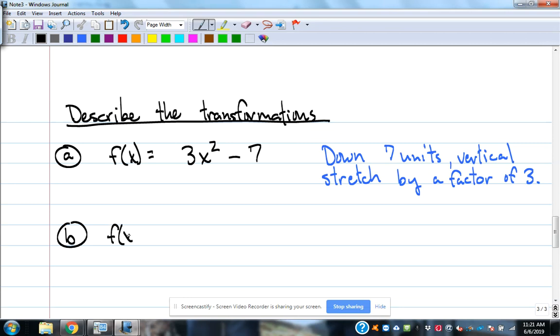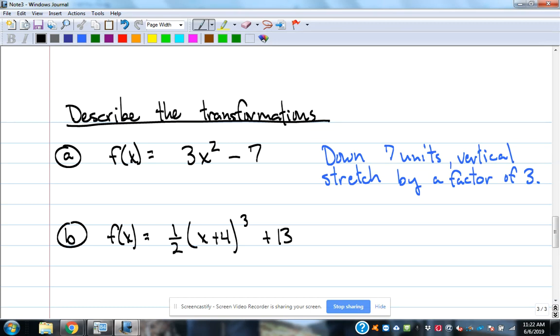f of x is equal to 1/2 parentheses x plus 4 cubed, and then let's do plus 13. A lot going on with this one. I see parentheses, I see things on the outside. So I know there's quite a bit going on with this one. This one has almost everything, not quite everything, but almost everything.